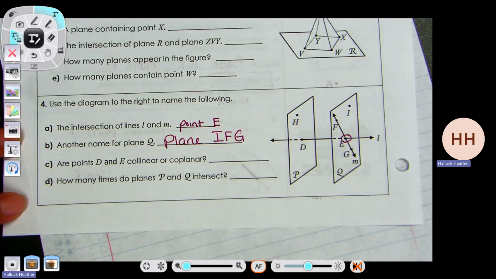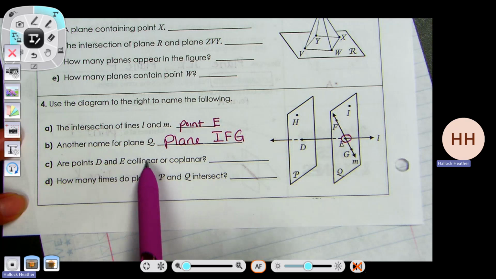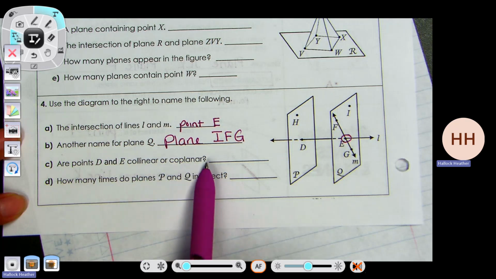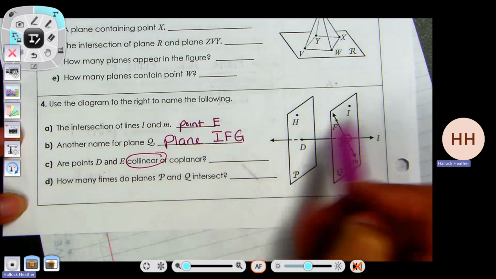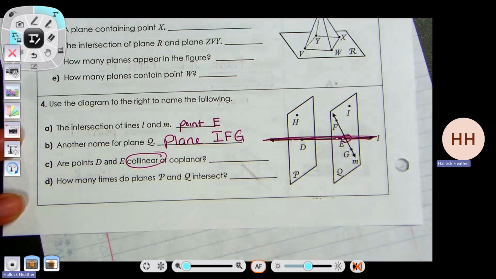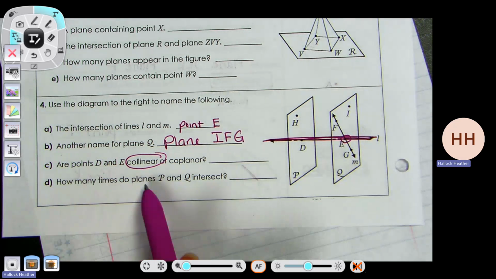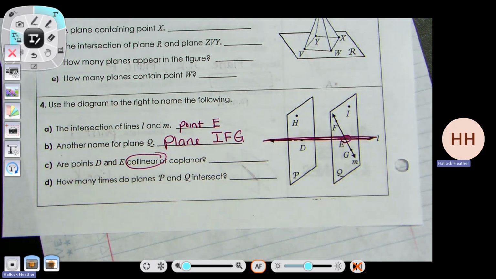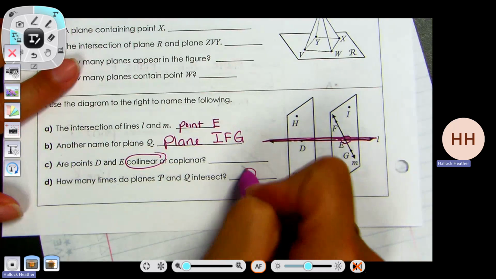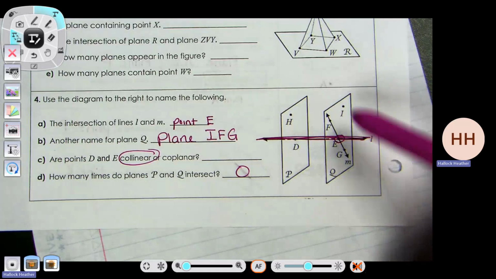And then C says, are points D and E collinear or are they coplanar? Collinear. They're collinear because they fall on this same line. The planes are the shapes that run this way, so they're not on the same plane. And then how many times do planes P and Q intersect? 0. There's none. Because they run straight up, they never actually cross paths.